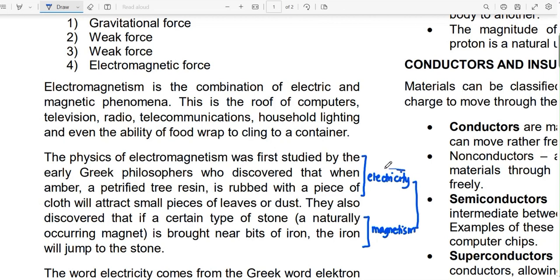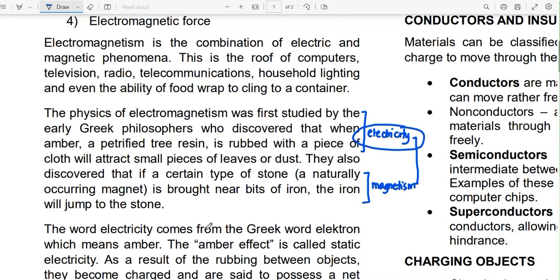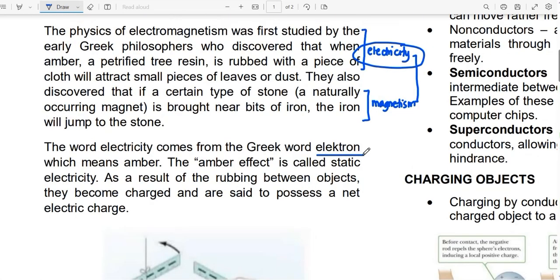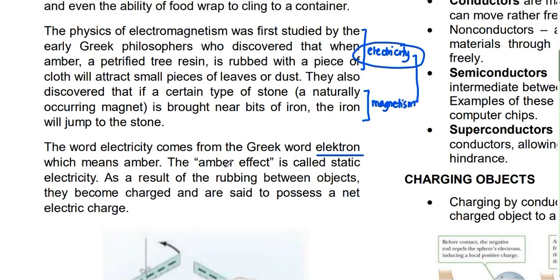So our focus is first here on electricity. The word electricity comes from the Greek word electron, which means amber. So the amber effect is called static electricity. The amber effect is when you rub a certain material to another material and then it will attract dust, small pieces of paper, which is probably performed in the experiments in high school, or small pieces of leaves. It's called static electricity because there is no motion of the charges involved.